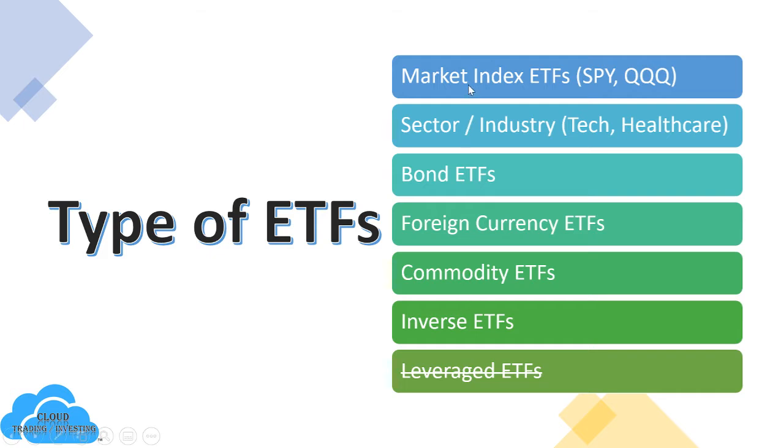A market ETF is actually trading the market, like the S&P 500 or Nasdaq. A sector ETF is for technology or healthcare. Bond ETFs are government bonds. Foreign currency is like the US dollar or euro. Then there are commodities ETFs, and an inverse ETF goes in the opposite direction of the normal one.